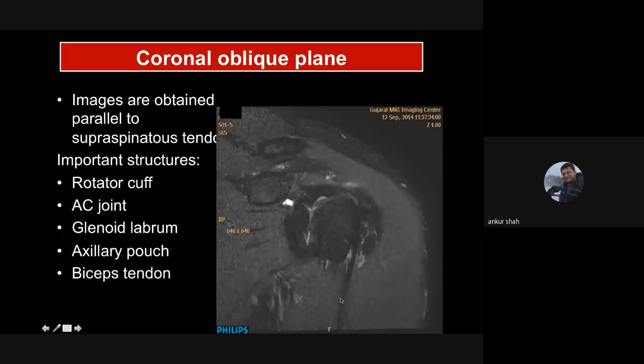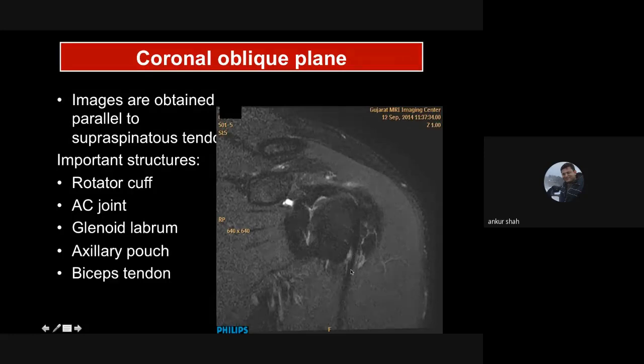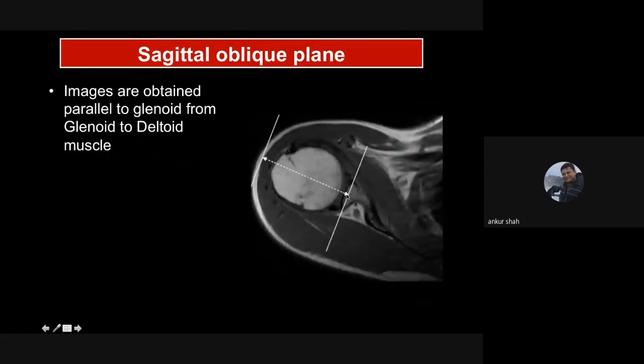Then the biceps tendon. Again, you can see the biceps tendon in the coronal plane also, and in axial you can see the part in the bicipital groove, but the intra-articular part, when it curves around the head of the humerus and attaches at the superior part of the glenoid tubercle, is well seen on the coronal image. So this is the biceps tendon.